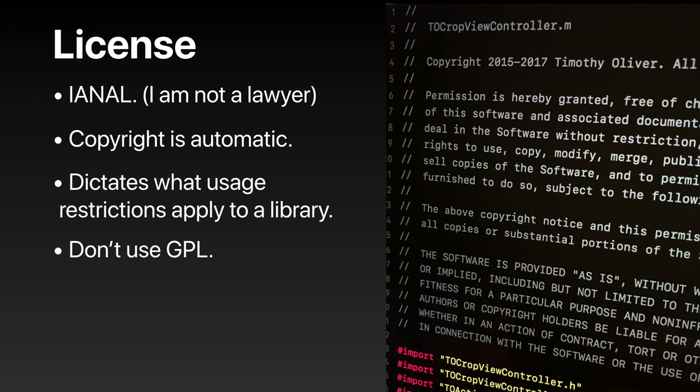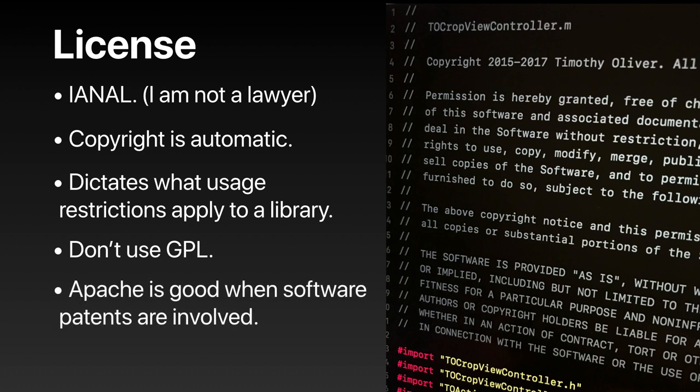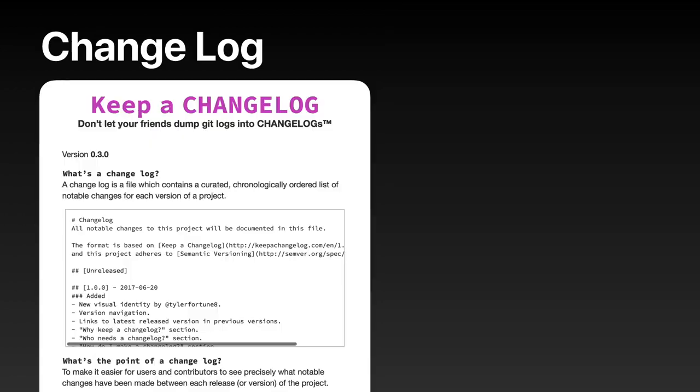But for the most part, if you're doing an open source library, don't ever use GPL. Apache is the one that Realm uses. That's a little bit more restricted than most ones, but that's basically because there's some patent implications in there. But for smaller projects, MIT is the best. That one's really quick and easy, and it's the most popular at this point.